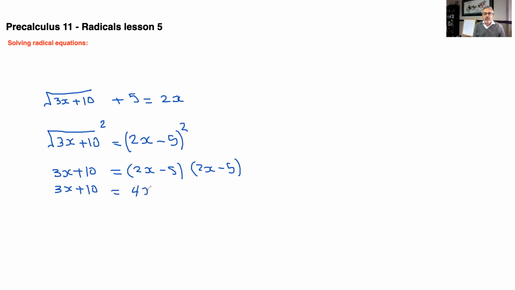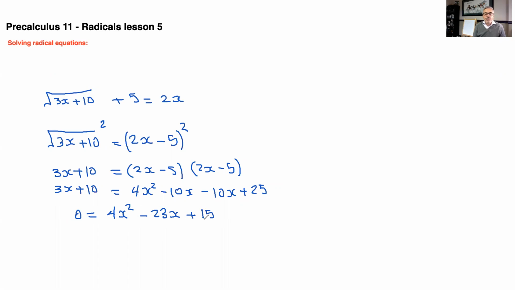Now this will give you 4x squared minus 10x minus 10x. You could take your time foiling this. I'm just going a little bit quick with it. And now you move everything to one side, equated to 0. So you have 0 equals 4x squared minus 20x. And moving the 3 to the other side will be minus 3x, so that's minus 23x. You could take your time doing that. Plus 15.